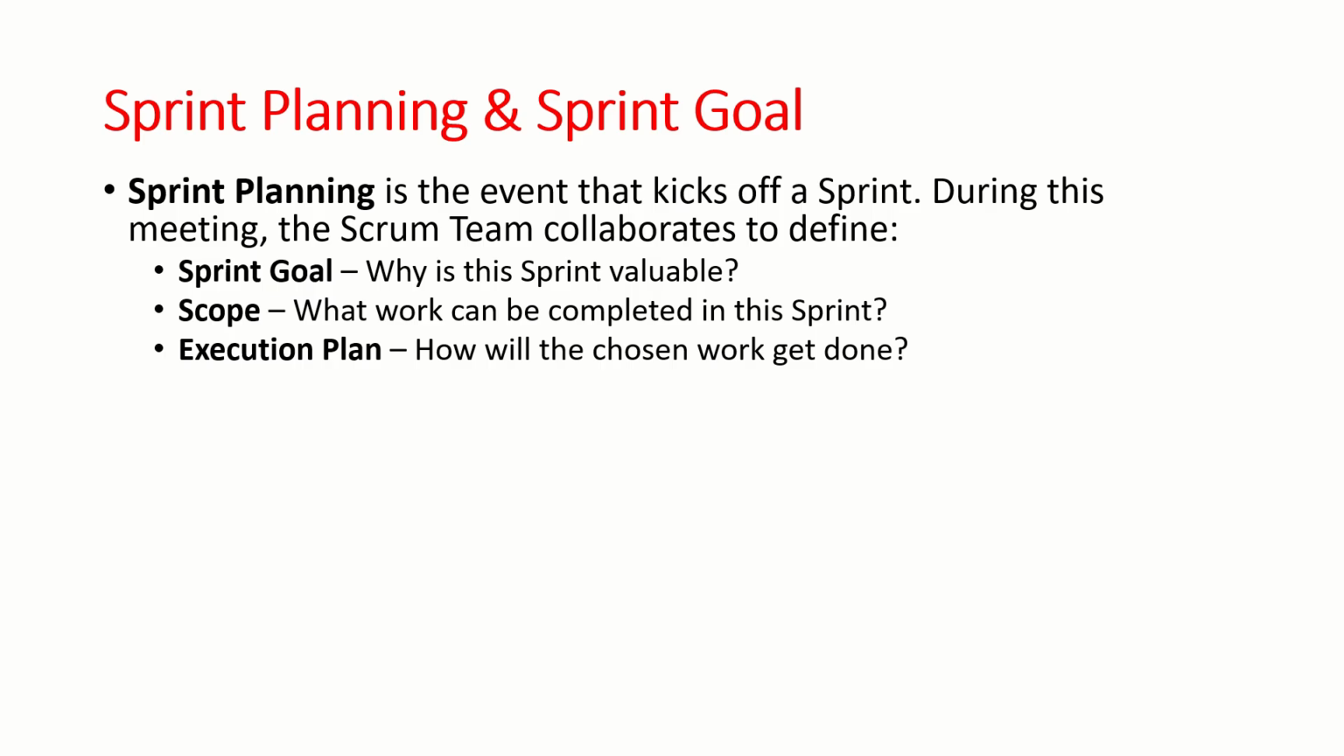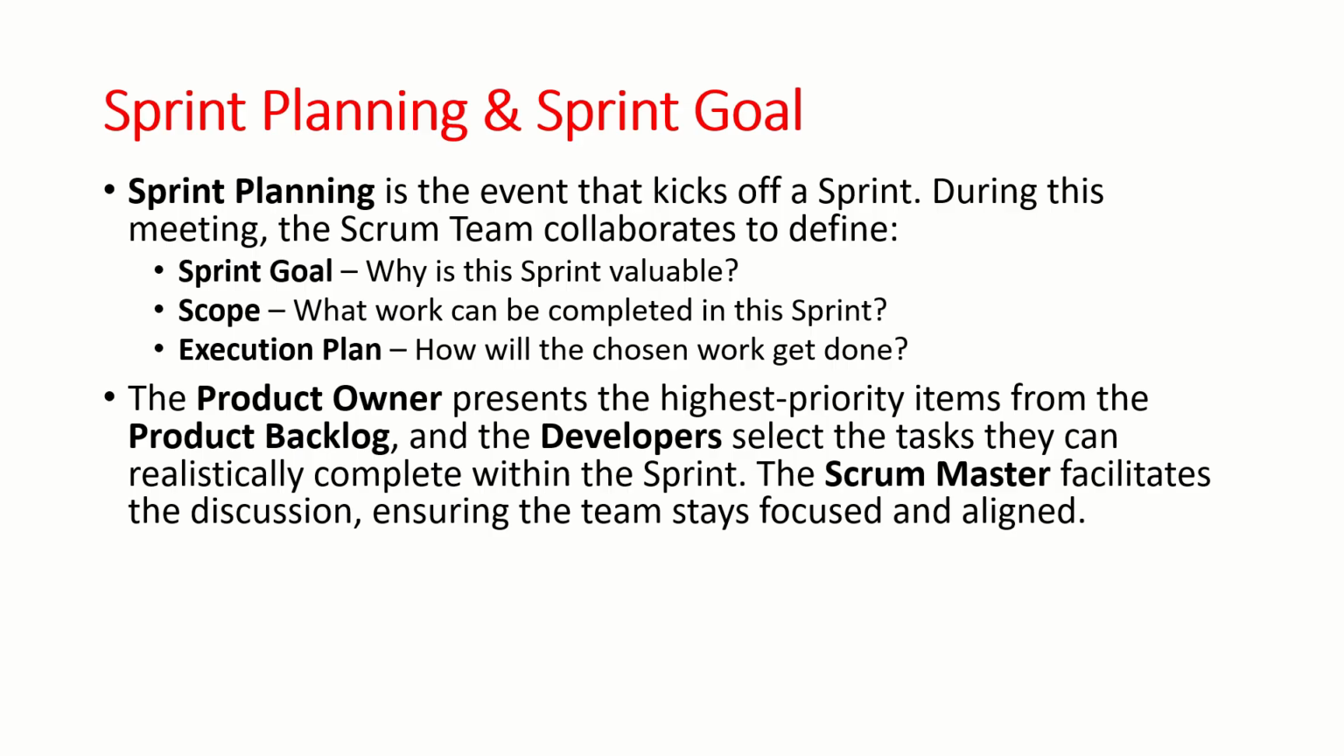Next event is sprint planning and sprint goal. Sprint planning is the event that kicks off a sprint. During this meeting, the Scrum team collaborates to define, first, the sprint goal. Why is this sprint valuable? That is the first thing that they do. Second, they define the scope, which means what work can be completed in the sprint. And the third thing is the execution plan. How will the chosen work get done?